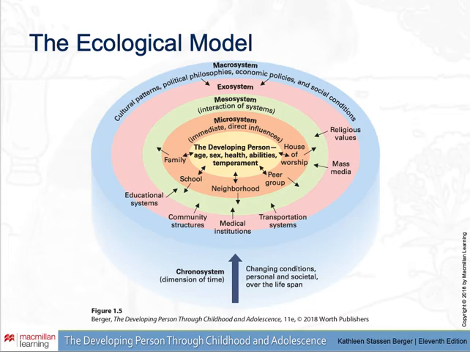And mesosystems refer to the interactions among systems, as when parents and teachers coordinate to educate a child. Bronfenbrenner eventually added a fifth system, the chronosystem, to emphasize the importance of historical time, or the passage of time, throughout the lifespan.